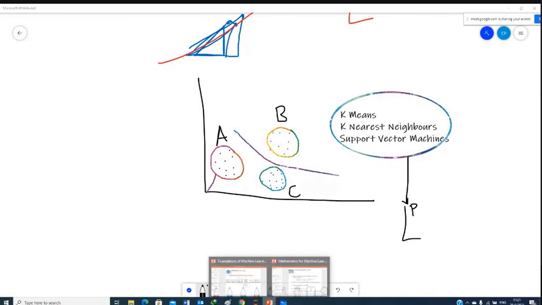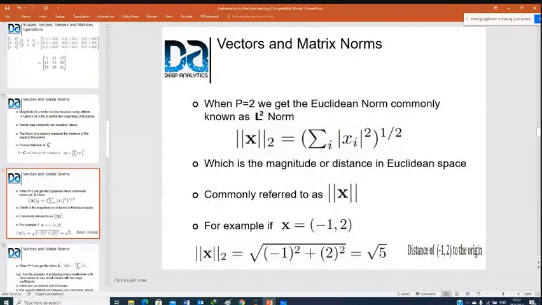So if we go back, when P is equal to 2, we get the Euclidean norm, commonly known as the L2 norm, which is the magnitude or distance in Euclidean space. For example, if x is equal to minus 1 and 2, then the L2 norm is equal to the square root of minus 1 squared plus 2 squared, which is equal to square root of 5, which is the distance from the origin. Is that clear?